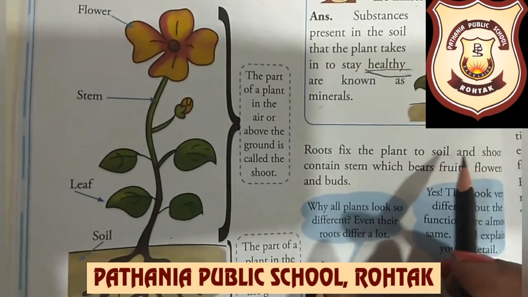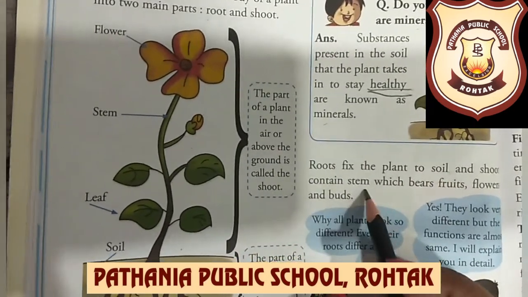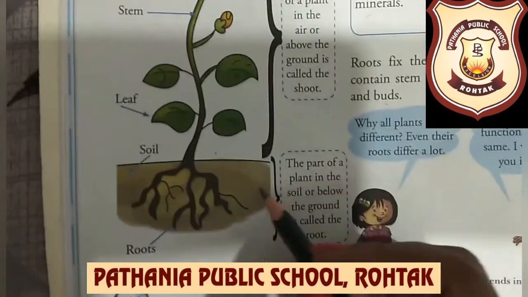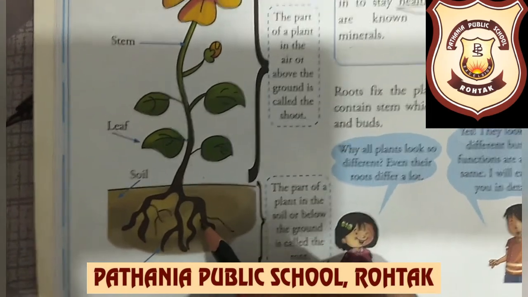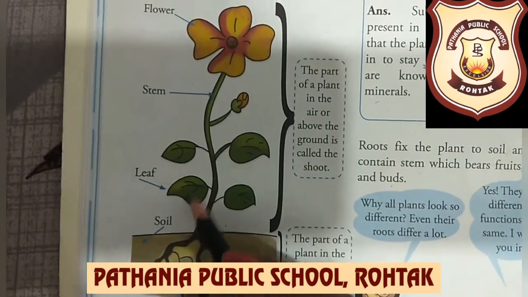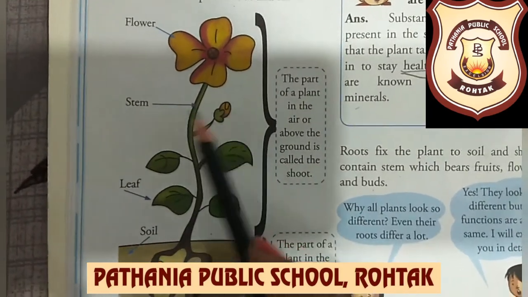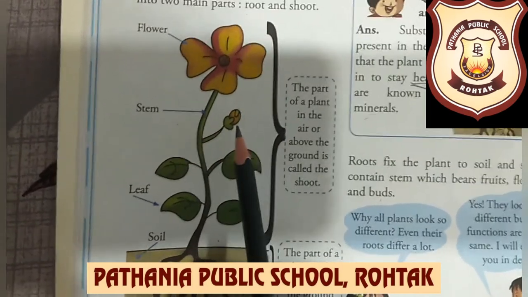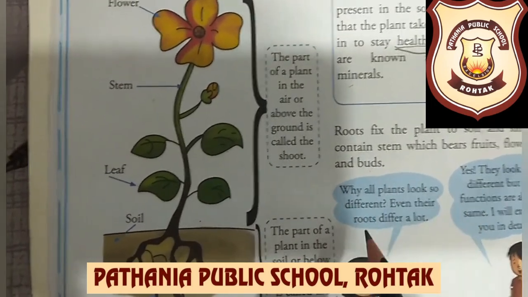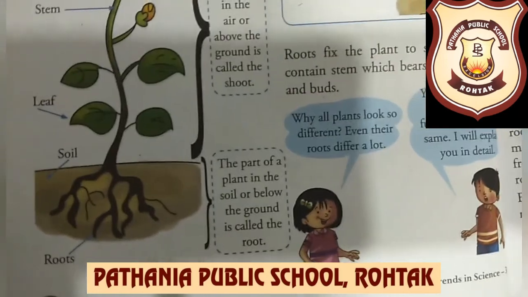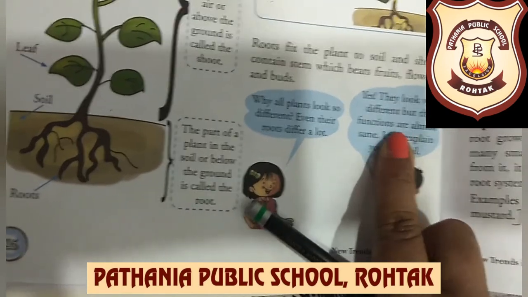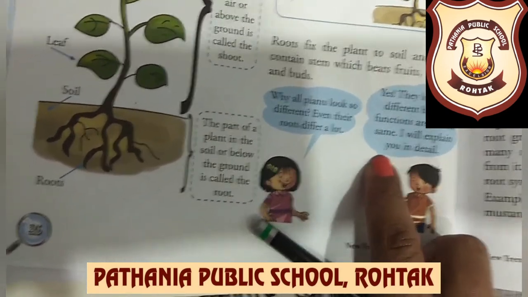Roots fix the plant to the soil, and shoot contains stem which bears fruit, flowers and buds. Here you can see again in the diagram, beta. See, these roots get fixed in the soil, and the stem has all the other parts, like leaves, flowers, buds, and fruits, on the stem. So why do all plants look so different? Even their roots differ a lot. Here is a question. Why do all plants look so different? Yes, they look very different, but the functions are almost the same. I will explain in detail.